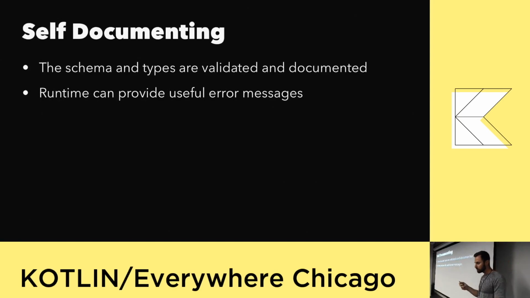So it's self-documenting, and we'll talk a little bit about this because the workflow about how you build a GraphQL API is different. The schema and types are validated and documented up front, right? You cannot run a GraphQL API without first defining your schema and its types. And because it has all of that information up front, it can provide really helpful error messages at runtime when things do go wrong, okay?